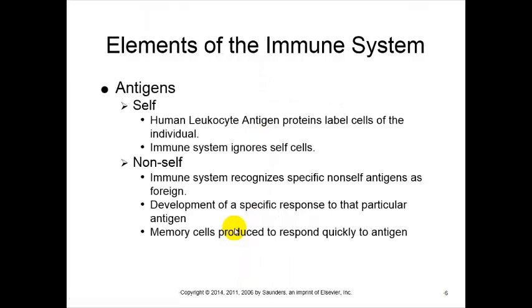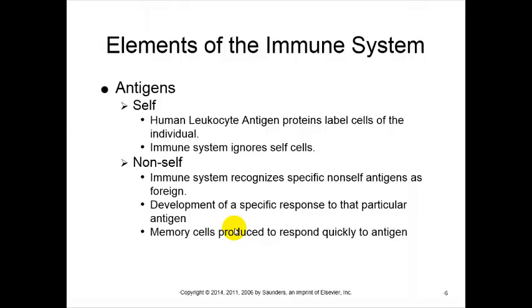Now the elements of the immune system. We need to first establish what our immune system is going to protect us against, and pretty much anything that our immune system will attack is going to be some type of antigen. And we can break antigens into two different categories: self versus non-self.